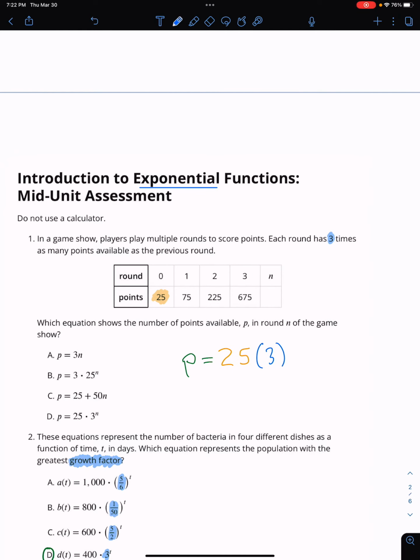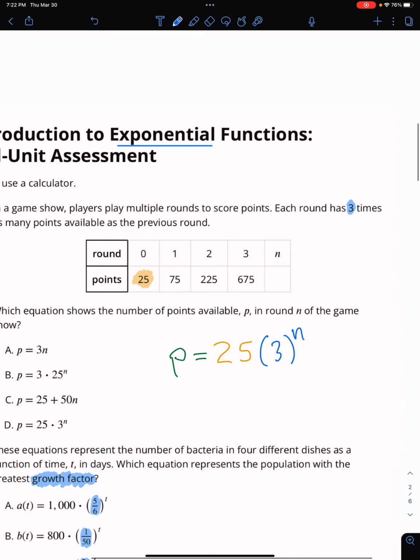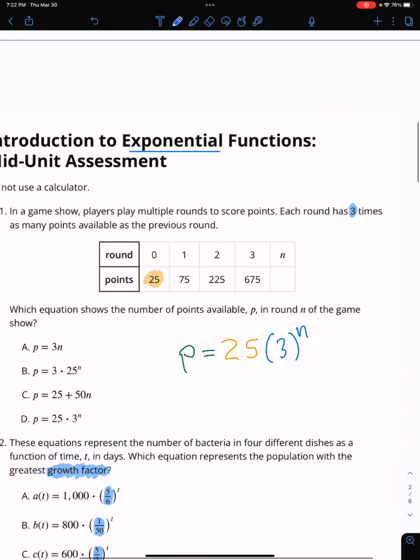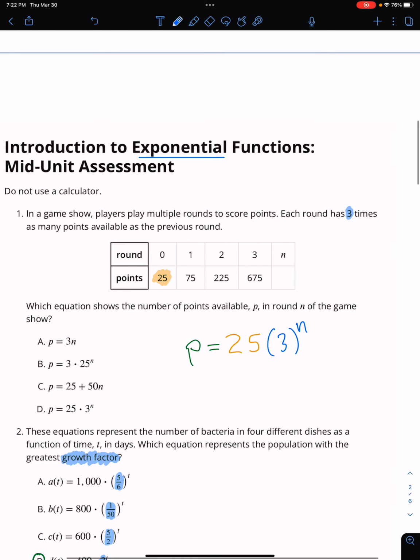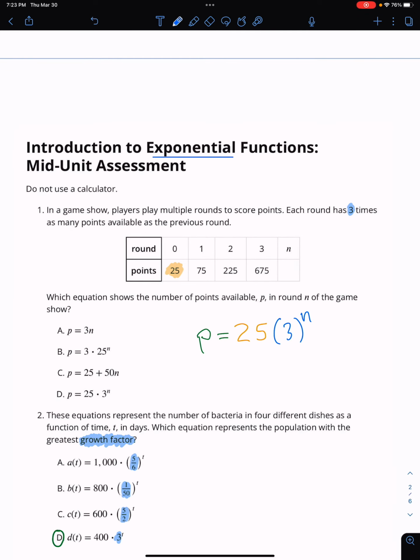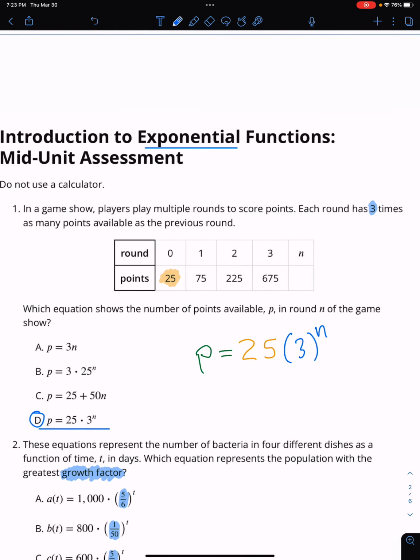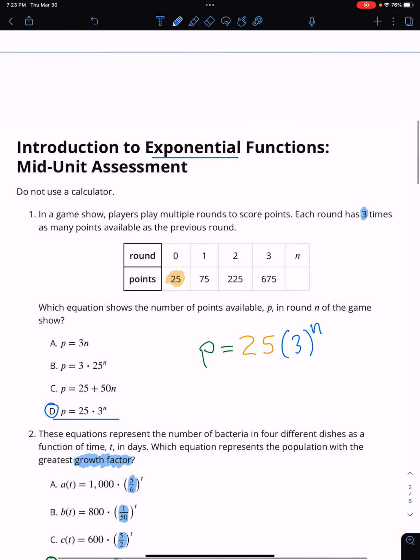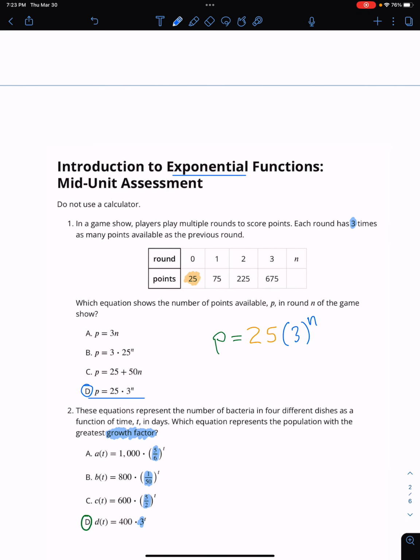So right up here, we're going to have n for the number of rounds. And so our points as a function of the number of rounds equals the 25 that we started with times 3, because we're tripling every time, to the power of n. And that's looking like D right here. Here's our answer to question number 1. Start at the beginning, whatever that is, multiply it times the rate of change, and put your variable in the exponent position.